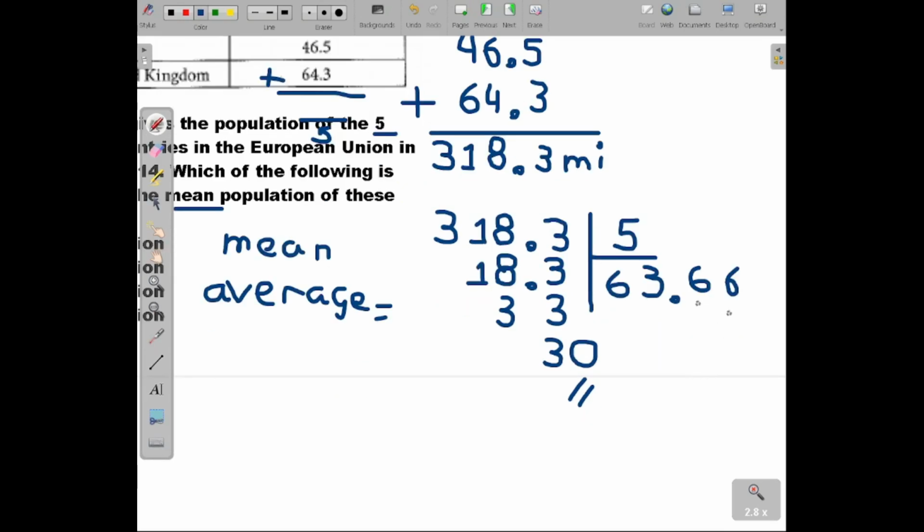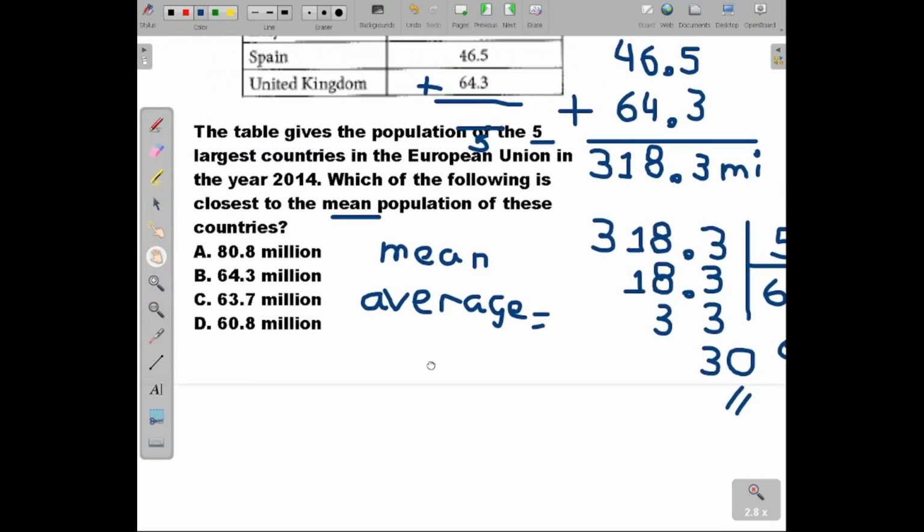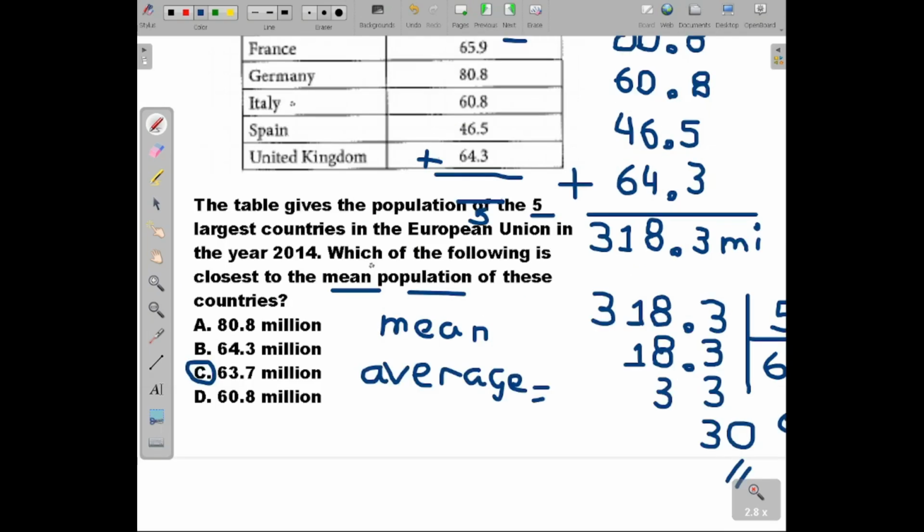Now, since the hundredths digit is bigger than 5, we can round the tenths. So 63.66 can be 63.7. And if we look at the answer choices, the right answer is C. 63.7 million is the mean population of these 5 countries.